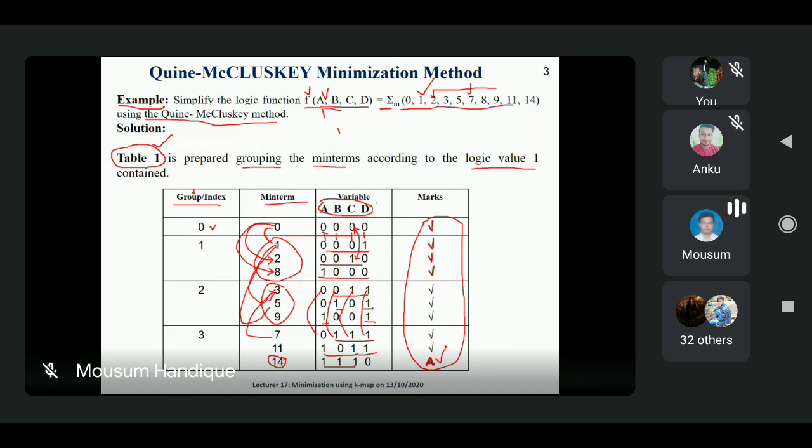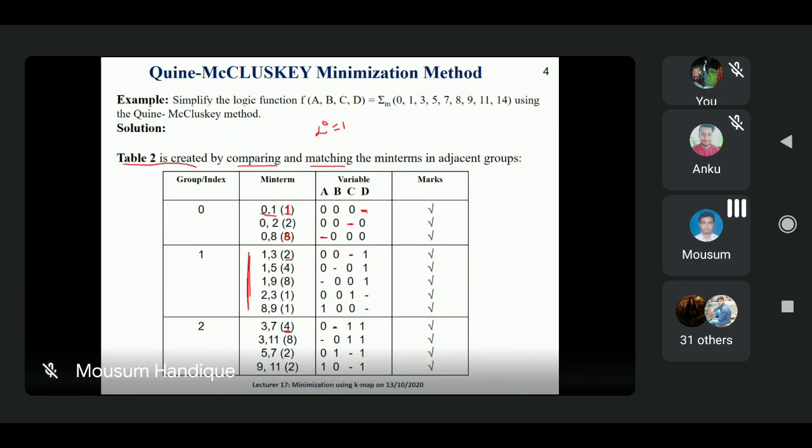That time, what happened here? You are writing here E. A, B, C, D, E. But according to the question here, we are using only 4 variables. So for that particular purpose, we are using only A, B, C, and D. Okay. Now this particular table is already created.